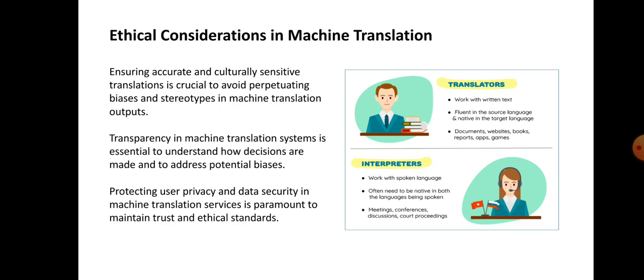Next, ethical considerations in machine translation. Ensuring accurate and culturally sensitive translation is crucial to avoid perpetuating biases and stereotypes in machine translation outputs. Transparency in machine translation systems is essential to understand how decisions are made and to identify potential biases. Protecting user privacy and data security in machine translation services is paramount to maintain trust and ethical standards.